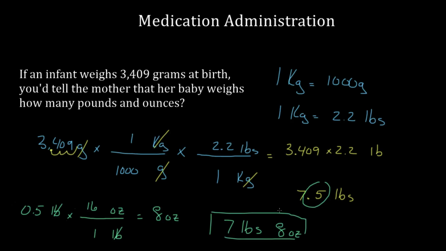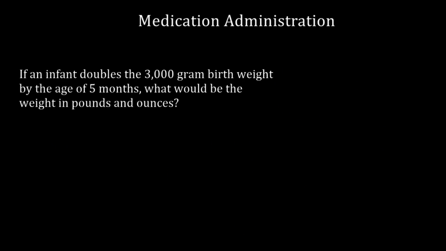Alright, well, let's try another example. If an infant doubles the 3,000 gram birth weight by the age of 5 months, what would the weight be in pounds and ounces? So we have to double this, which means we have to take this and multiply it by 2. So this is going to be 6,000 grams. The time that it takes to double the weight is irrelevant, so we don't need to look at that, but they are asking us to put it in pounds and ounces.